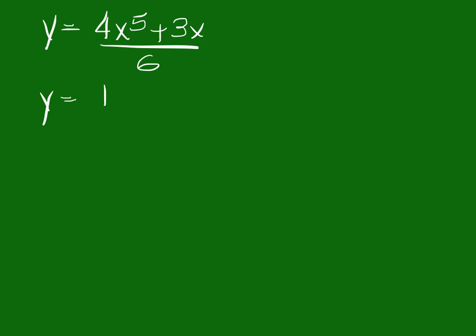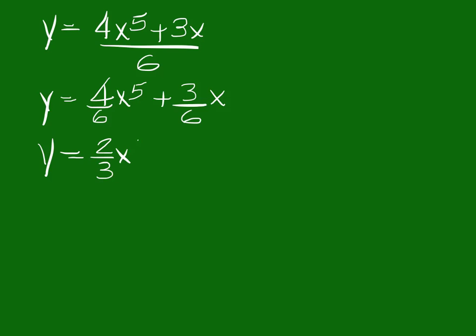So now what we want the derivative of is going to be y equals 4x to the fifth plus 3x over 6. Now you could use the quotient rule, but it's not necessary. You can break these up as the following: 4/6 x to the fifth plus 3/6 x. And before you go any further than that, you can still simplify. 4 over 6 is 2 over 3. And 3 over 6 is 1/2.